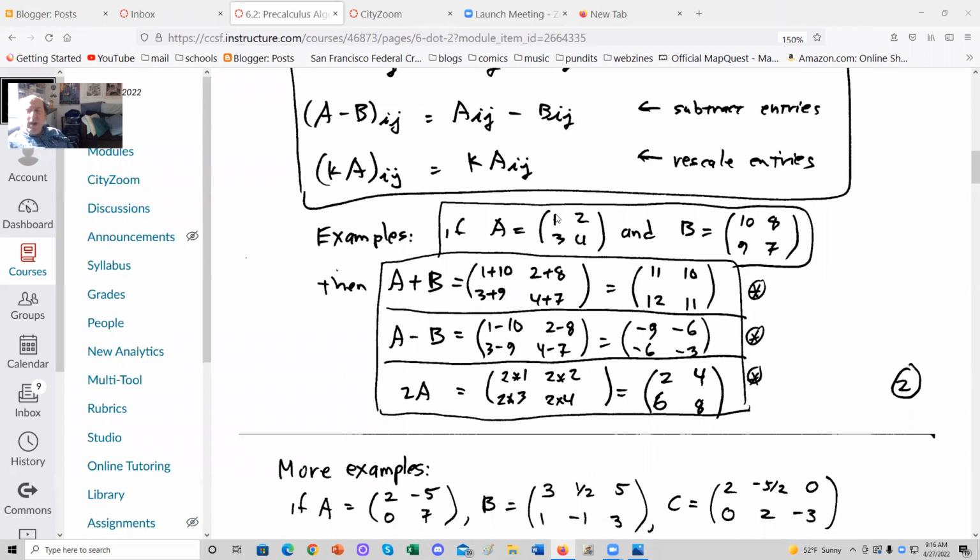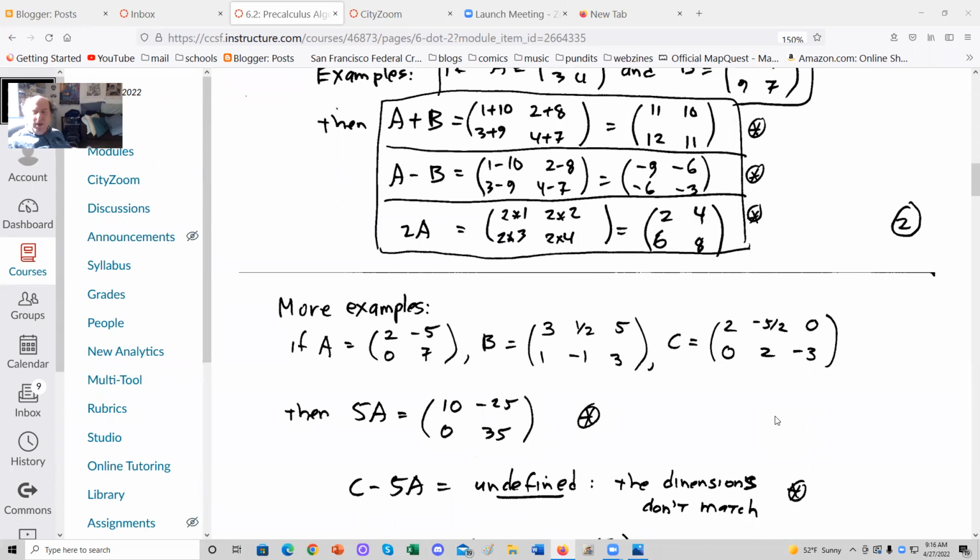A minus B, you subtract entries. Upper left, 1 minus 10 is negative 9. Upper right, 2 minus 8 is negative 6. Lower left, 3 minus 9 is negative 6. And lower right is 4 minus 7, which is negative 3. Twice matrix A, we double each of 1, 2, 3, 4. 2 times 1, 2 times 2, 2 times 3, and 2 times 4 makes 2, 4, 6, 8. So, okay, basically everything happens in parallel.